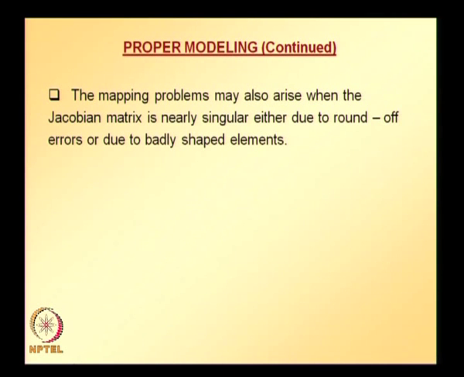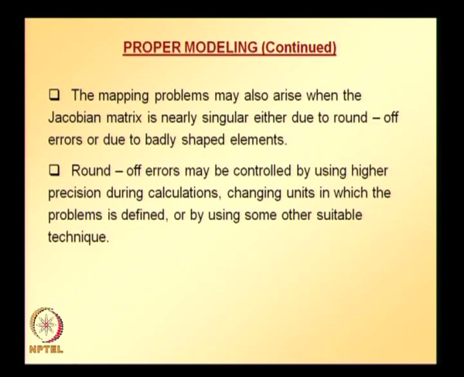The mapping problems may also arise when the Jacobian matrix is nearly singular due to round off errors or due to badly shaped elements. So, these are the two reasons why the Jacobian matrix may be nearly singular, that is almost singular. Round off errors may be controlled by using higher precision during calculations, and also changing units in which the problem is defined, or using some other suitable technique. So, this is how round off errors can be controlled.